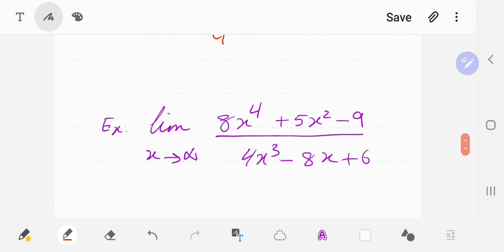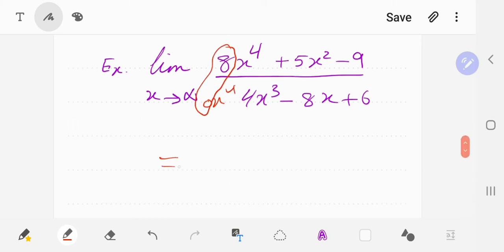Okay, what about this case? 8x to the power of 4 over 4x cubed. Now again, the highest power is x to the power of 4. So here we have 0x to the power of 4 in the denominator. So the coefficients are 8 over 0. So the answer in this case will be 8 over 0.